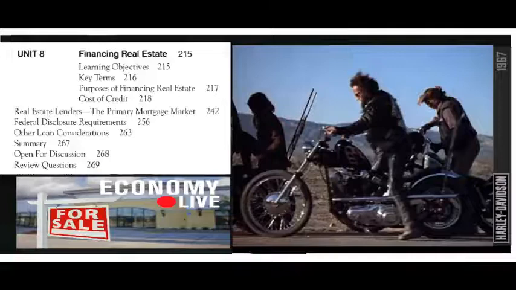California Real Estate Principles 10th edition.